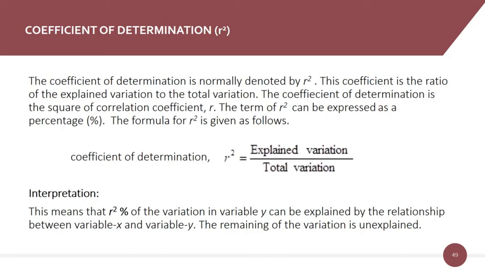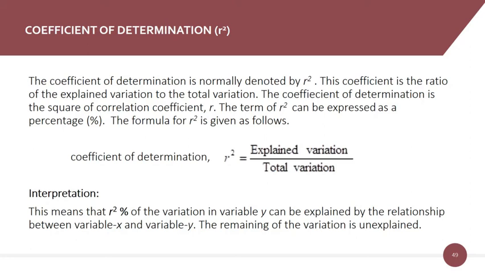The term R squared can be expressed as a percentage. The formula for R squared is given as below. R squared, or the coefficient of determination, is equal to explained variation divided by total variation. But you just need to find R. We have the formula for R, the correlation coefficient, from before. So you calculate your R and then find the squared value of R.